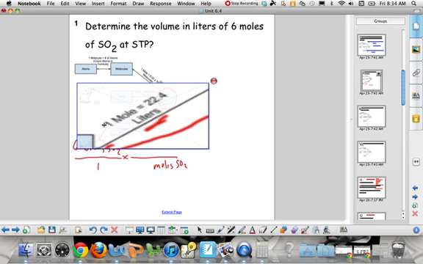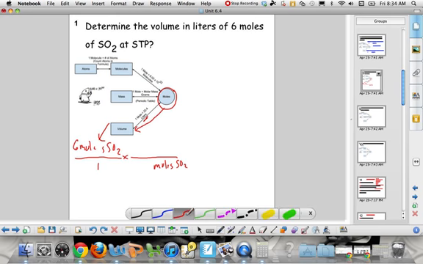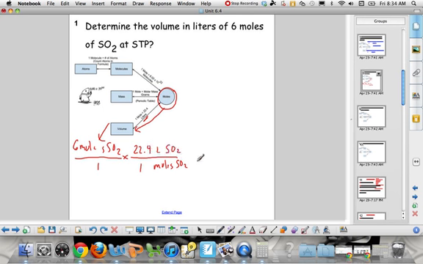So how do I express this? Well, it says 1 mole, 22.4 liters. So that means when I write this, I'm going to have 1 on the bottom next to my moles and 22.4 liters of SO2 up on the top. Now I have moles on the top, I have moles on the bottom, so my moles are going to cancel out, and now I'm left in liters. That's the unit that I want to be.